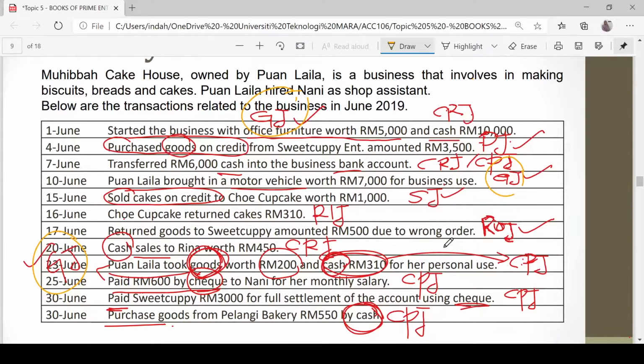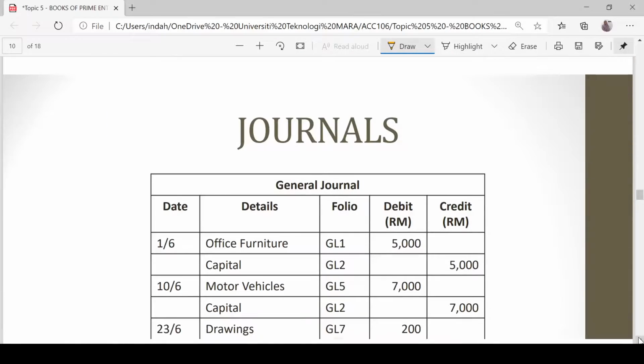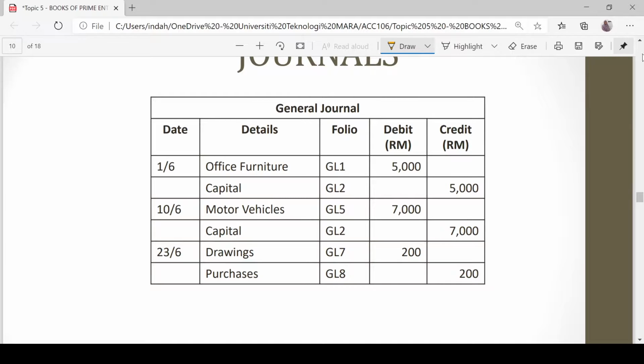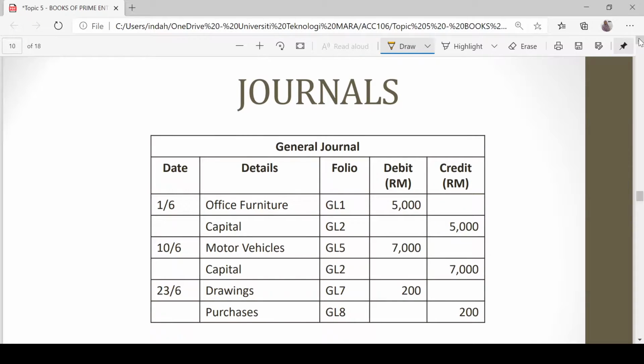The general journal is similar to the general journal that we used in the previous topic, which is topic 4. We have the title, the date, details, debit, and credit. However, I'm going to add one more column, which is the folio. The folio here is the reference code for the ledger.